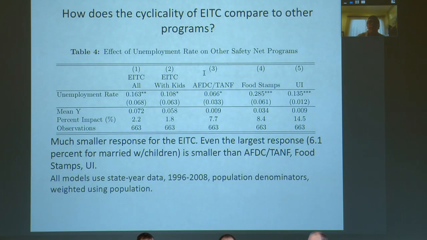So AFDC/TANF, this is primarily driven by the TANF part of this. If we split it out into AFDC and TANF, AFDC is countercyclical, TANF is not countercyclical, and then you see food stamps and UI are much more countercyclical than the EITC is.